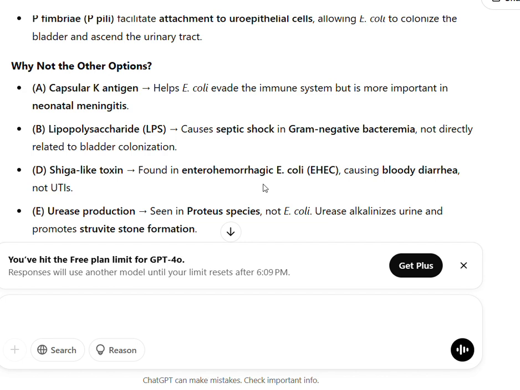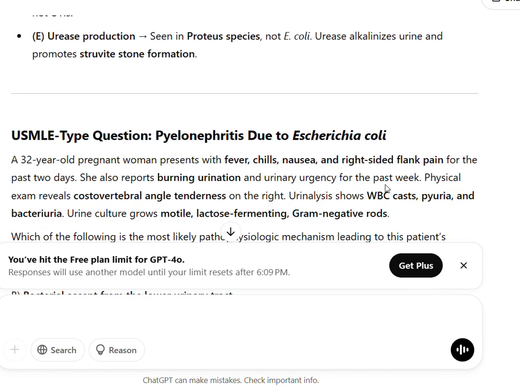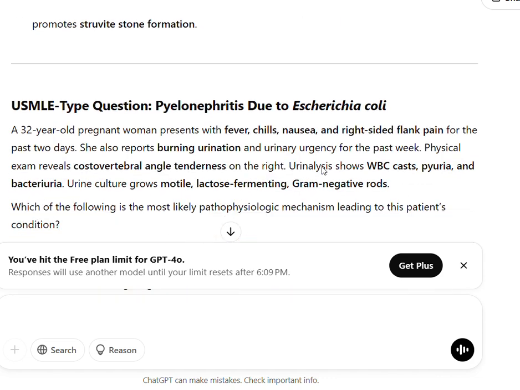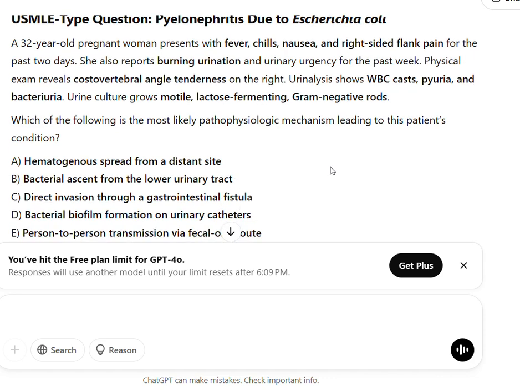D. Shiga-like toxin is found in enterohemorrhagic E. coli (EHEC), causing bloody diarrhea, not UTIs. E. Urease production is seen in Proteus species, not E. coli. Urease alkalinizes urine and promotes struvite stone formation.